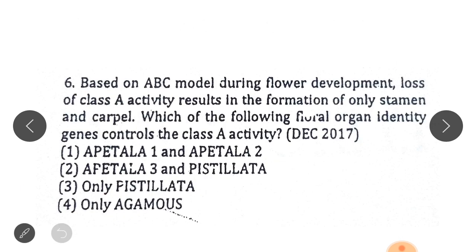This comes from December 2017. Based on the ABC model, during flower development, loss of class A activity results in the formation of only stamen and carpel. Which of the following floral organ identity genes controls class A? Which genes are present in class A? So we know that APETALA 1 and APETALA 2.